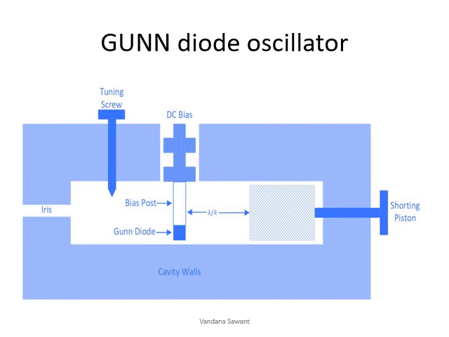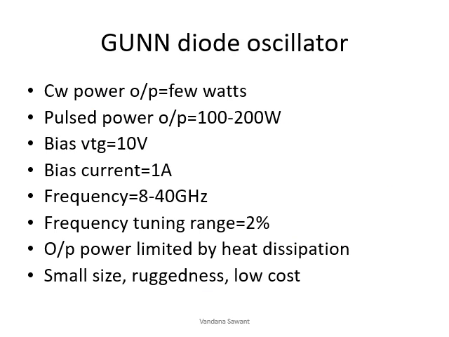If you see a practical Gunn diode, it will have some tuning curves, some DC bias arrangement, and a shorting piston. So we can adjust the operating or output frequency, as well as the various domains and various modes of operation for the device. Okay, this is about a Gunn oscillator.